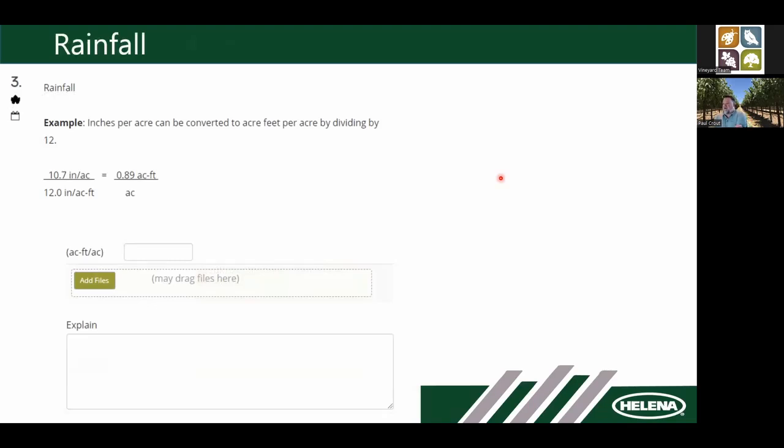Rainfall is usually given in inches as well, as we all know. Here's an example, I showed that example in the irrigation one as well. Let's just say rainfall was 10.7 inches. The rating that you get from the weather service or whoever is in inches per acre already, and we know there's 12 inches per acre foot. So if we do that division, we get 0.89.